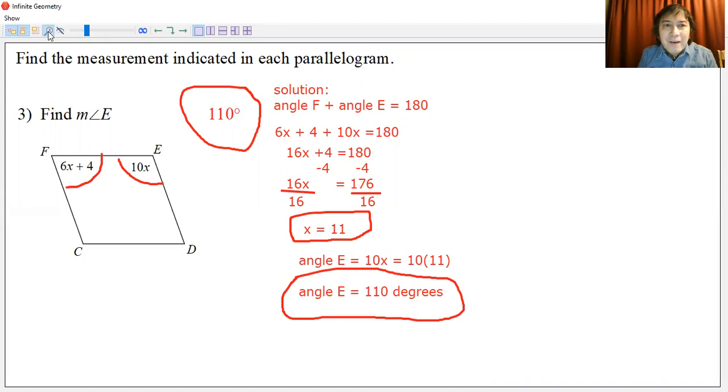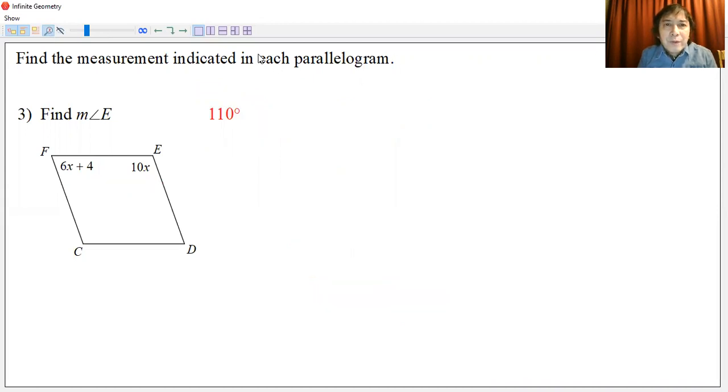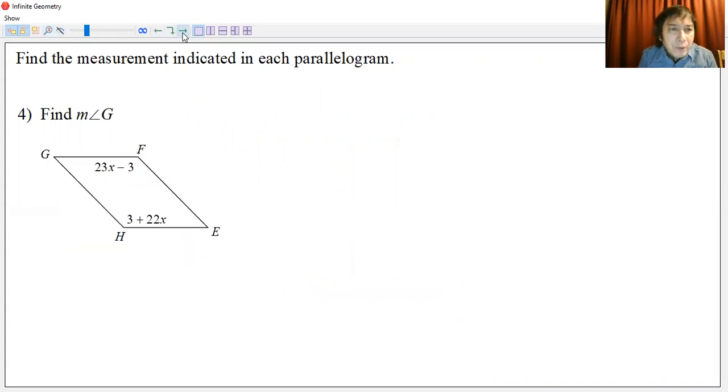Okay. All right. So let's continue with the next, number 4. Clear the screen and then proceed to the fourth. All right. Here's number 4. Find the measurement indicated in each parallelogram. Find the measure of angle G.